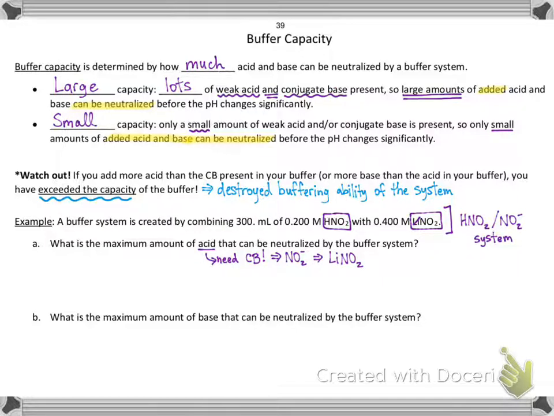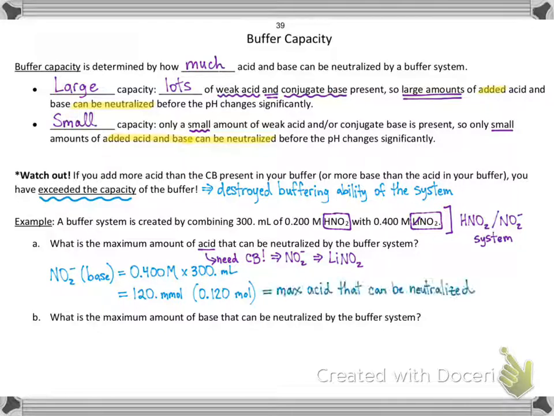So we need to calculate how much of our NO2 minus is present. Well, we know molarity, we know volume. We can multiply them times each other and find the number of moles. I'm actually going to stick to millimoles. Remember that molarity times milliliters gives you millimoles. So this shows us that 120 millimoles, or 0.120 moles, is the maximum amount of added acid that can be neutralized by this buffer system before its buffering capacity is destroyed.